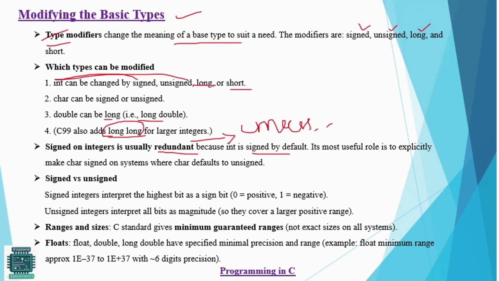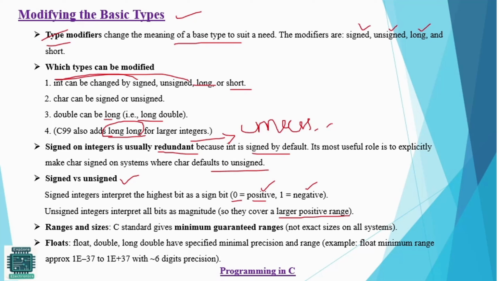Its most useful role is to explicitly make char signed on systems where char defaults to unsigned. Here, signed versus unsigned. For signed integers, if the bit is 0, it means positive, 1 means negative. Unsigned integers use all bits, meaning they cover a large positive range.